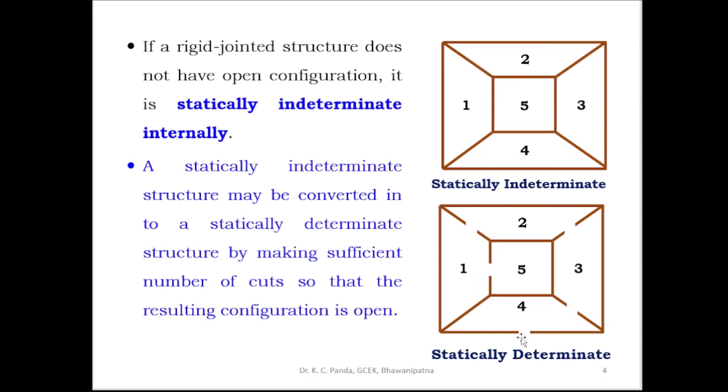So in this structure, if we cut here, this becomes open, and if we cut here, this becomes open, and so on for each of the closed loops. All the loops are opened, and there are no closed loops. So this is statically determinate. This statically indeterminate structure is converted to a statically determinate structure by making 5 cuts, so that the structure becomes an open configuration.